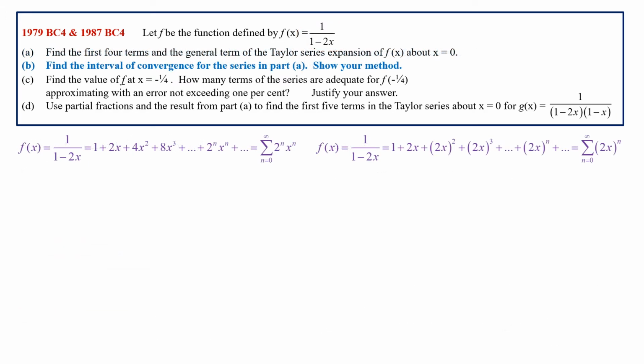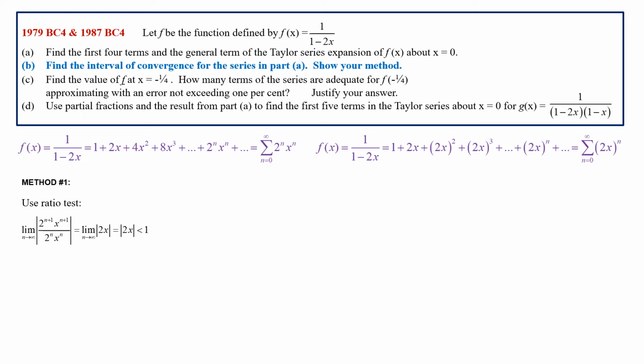Question B reads, find the interval of convergence for the series in part A, show your method. Since I just did all that work for part A, I figured I would leave it on the screen so I could see the expanded series and the various sigma notations. That's helpful because if I'm going to do the interval of convergence, I might consider using the ratio test. The ratio test requires you to set up a limit as n approaches infinity of the absolute value of the next term, in this case 2 raised to the n plus 1, x raised to the n plus 1, divided by the general term, which you find in sigma notation, 2 to the n times x to the n.